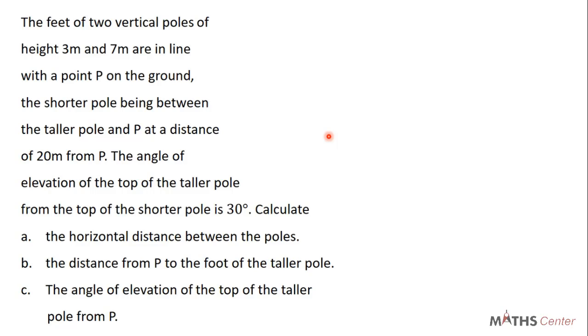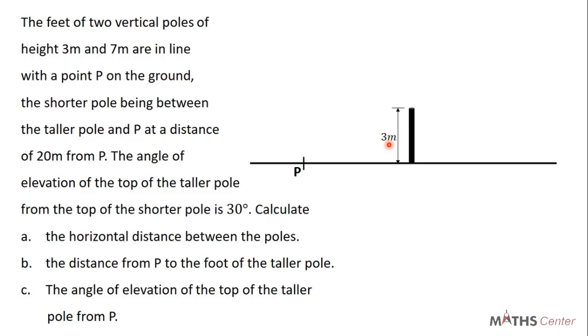Okay, so it says that the feet of two vertical poles of height 3 meters and 7 meters are in line with a point P on the ground. So there's the ground here, and there's this point P on the ground. The feet of the two vertical poles are in line with P on the ground. So there's this vertical pole here, which is 3 meters, that's the shorter one. Then there's another vertical pole, which is 7 meters, the taller one. That is what the question told us.